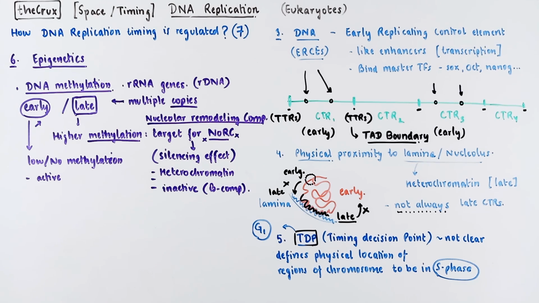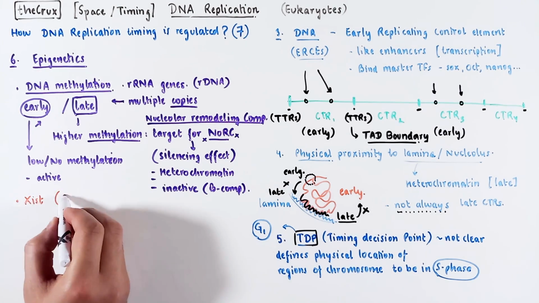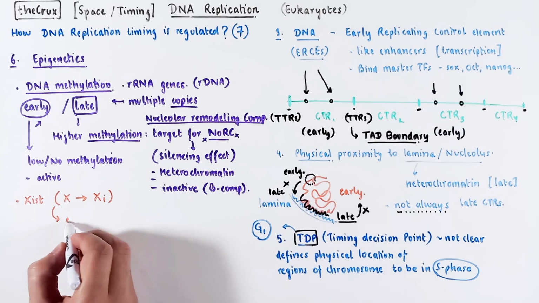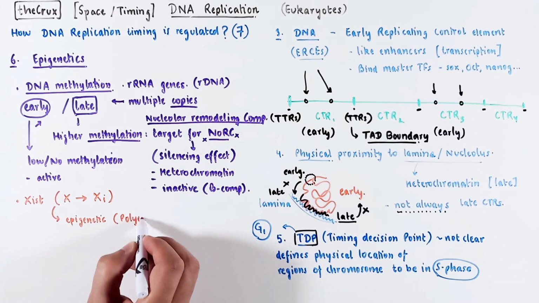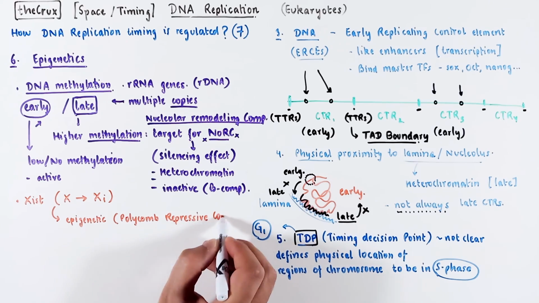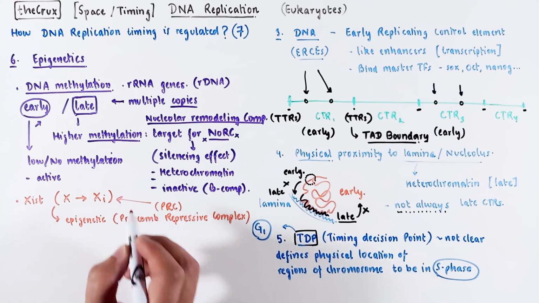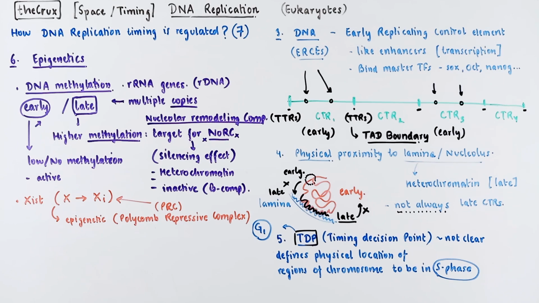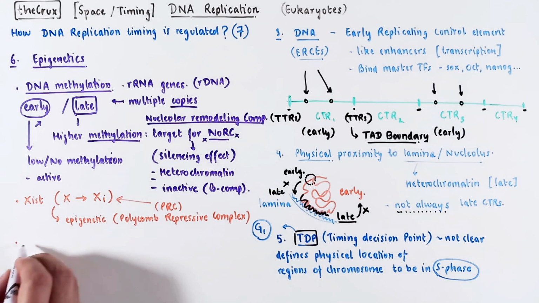The XIST lincRNA we discussed earlier, which converts the X to an inactive X, also works through epigenetics, where it recruits polycomb repressive complexes to do the inactivation. We talked about PRCs in the epigenetic replication video, so check that out for more details.